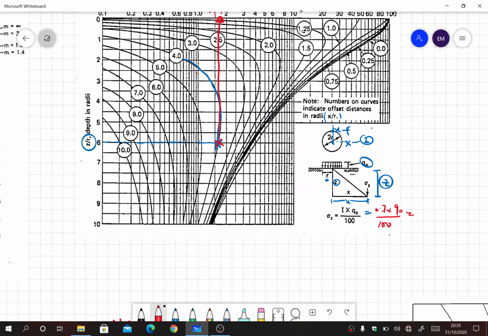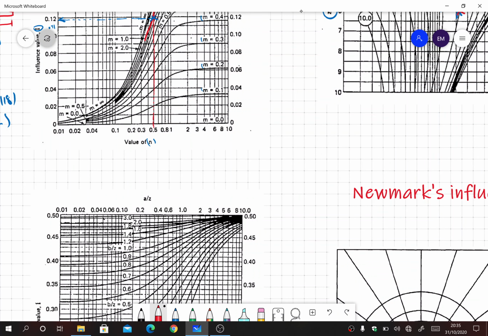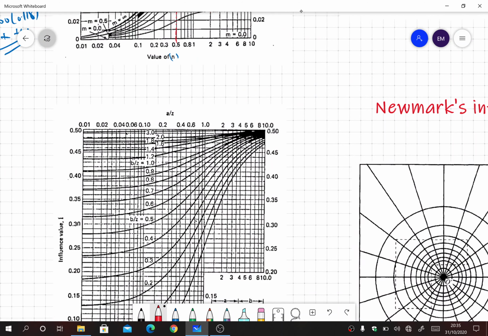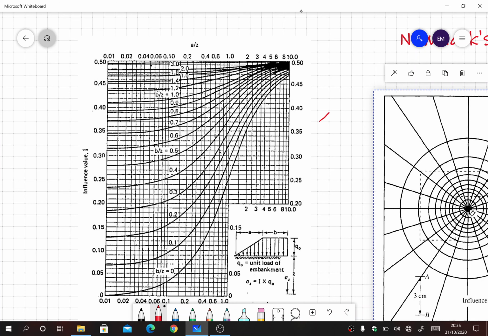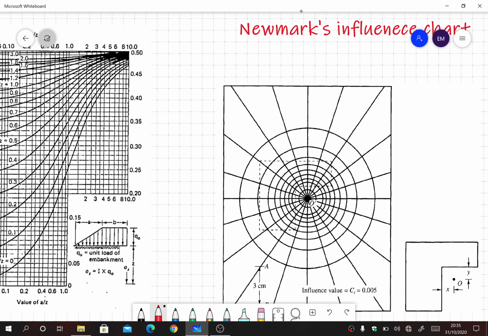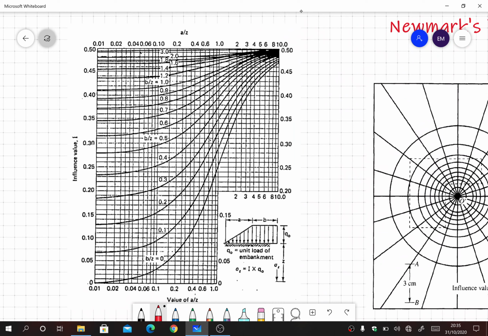Then lastly, the last chart is also very similar but a little different. This is for embankment loading. In an embankment, the general figure looks like this. We can imagine the load: the first section is trapezoidal, the remaining section is rectangular, and then again we have a trapezoidal section. In this figure it has shown us half of the embankment loading.